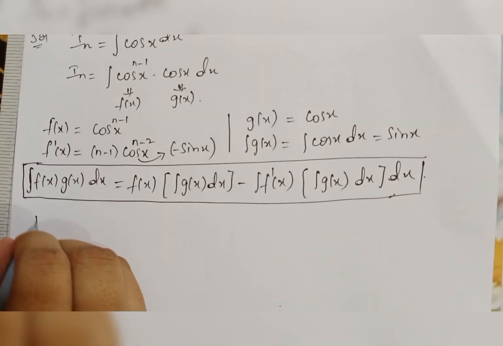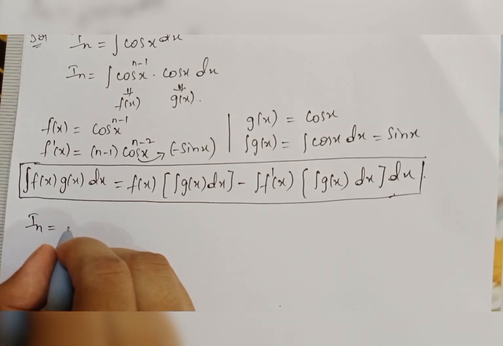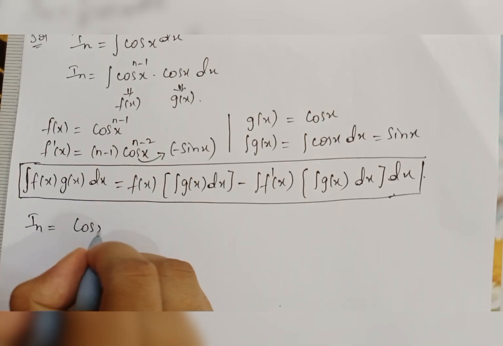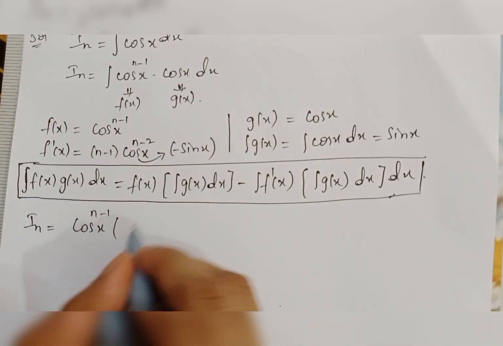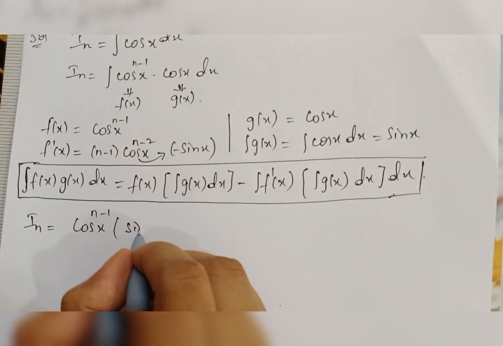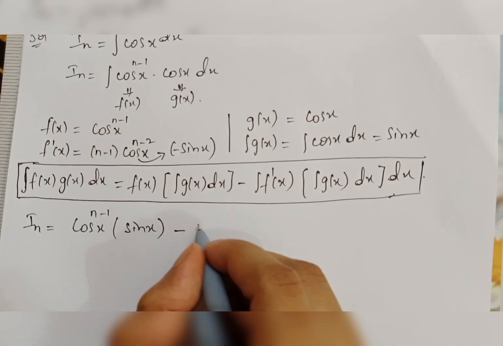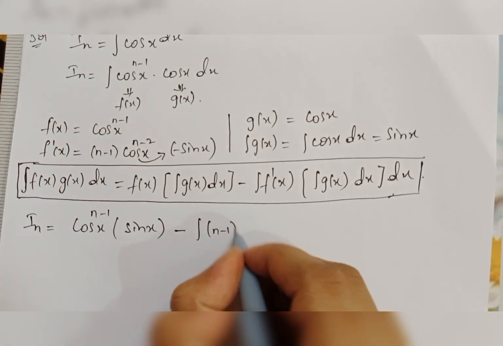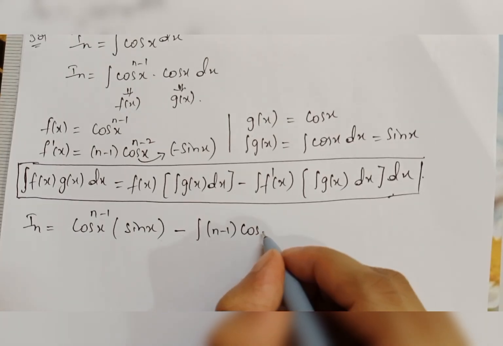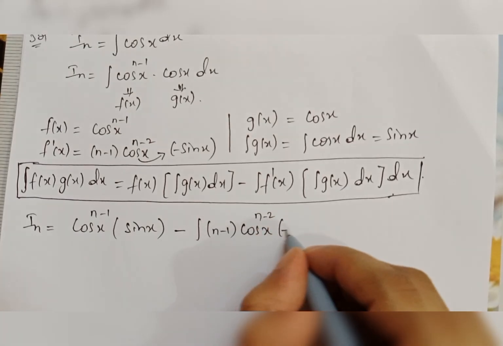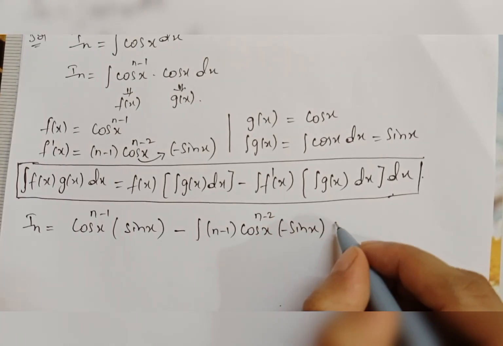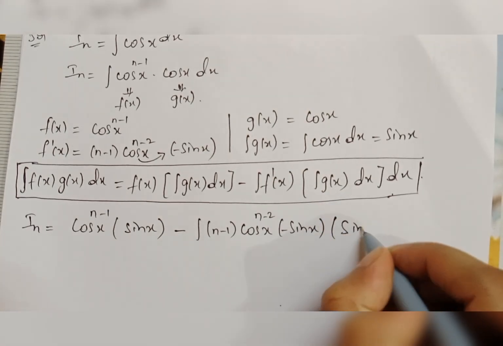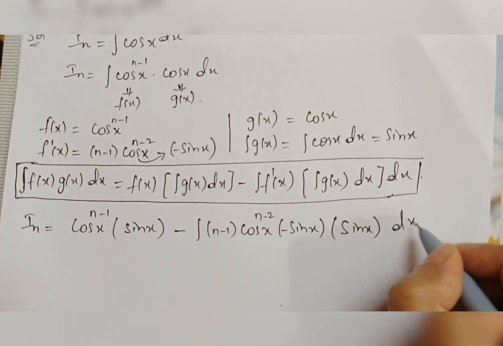So it will be In is equal to, now f of x value is cos x power n minus 1 into integral g of x value is sin x, minus integral f dash of x value you have to write, which is n minus 1 into cos x power n minus 2 into minus sin x, and again the integral g of x value will be sin x whole dx.